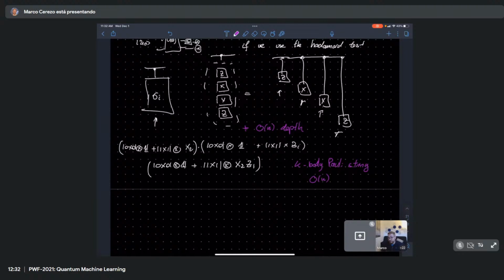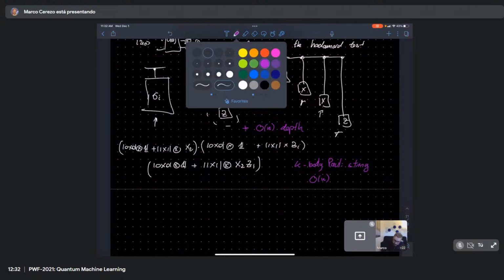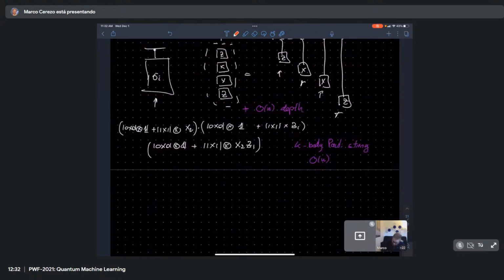So in this case, you could try to avoid that exponential scaling by doing the swap test, and it's going to add some depth and then an ancilla. So there's always a cost. There's always something that you're going to have to pay. So I hope that answers the question.